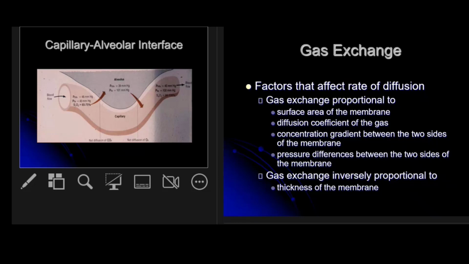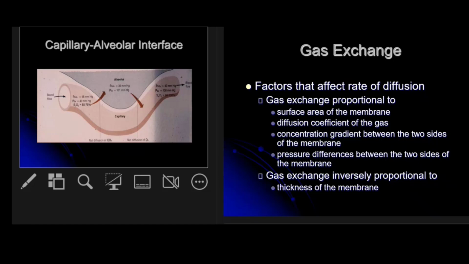And so the gas exchange is proportional to the surface area of the membrane, which we already talked about, the diffusion coefficient of the gas across that space, the concentration gradient between the two sides of the membrane, and the pressure differences between the two sides of the membrane. And the ones that we take most advantage of with a ventilator are concentration gradients, where we can jack up the oxygen to 100%, and pressure gradients, where we can create a positive pressure gradient instead of a negative pressure gradient. We can push from the alveoli towards the capillary and force gas across there by giving more pressure. All right. And that's what a mechanical ventilator does.